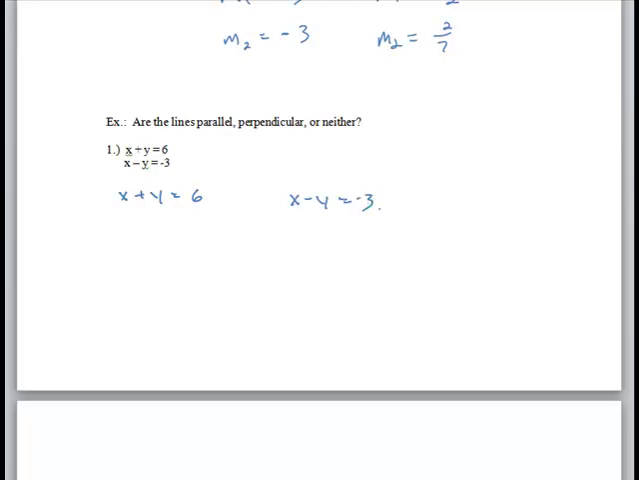The first one, x plus y is equal to 6. Just subtract x from both sides. y is equal to negative x plus 6. So its slope is -1. The next one, subtract x from both sides. Negative y is equal to negative x minus 3. And then divide everything by -1, so y is equal to a positive x plus 3. Its slope is equal to a positive 1. So they're certainly not the same slope, so they're not parallel. They're opposite reciprocals, so these are perpendicular lines.